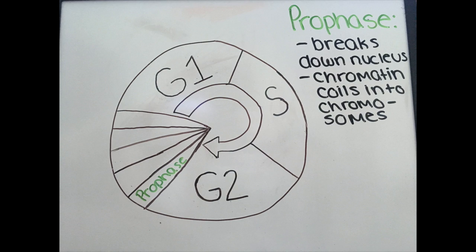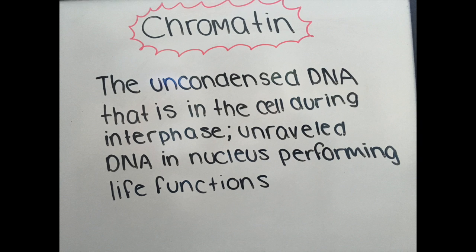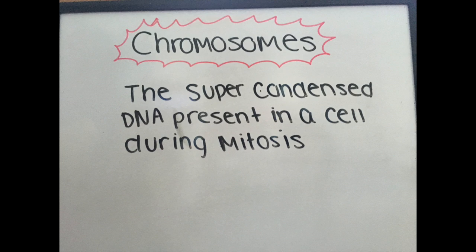The first one is prophase. During prophase, the cell breaks down its nucleus and allows the chromatin, which is an uncoiled form of DNA that is in the cell during interphase, to form chromosomes, which are supercondensed DNA that is necessary during mitosis.